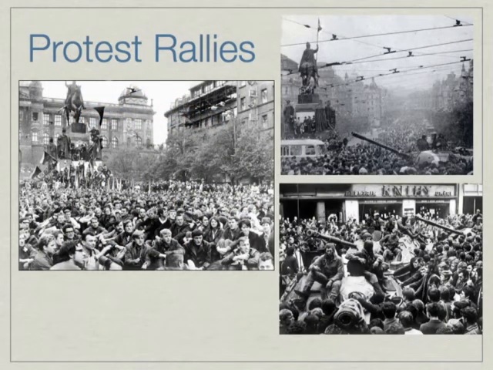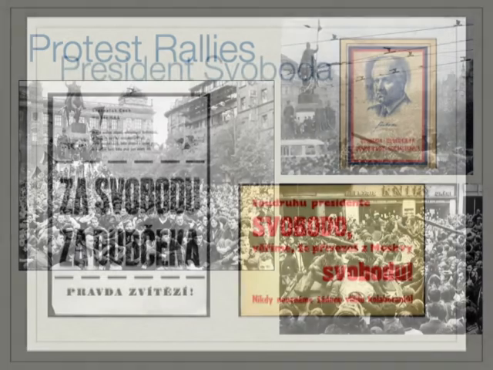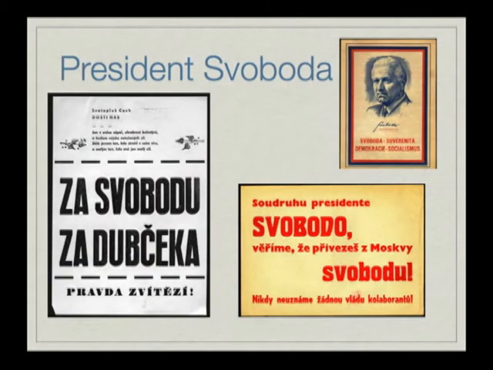Again, protest rallies drew out hundreds of thousands of people. And this was all done without the United States or anybody being particularly aware beyond what they were seeing in the newsreels. President Svoboda, even though he was a hardliner, refused to knuckle to the Soviets, and so he became sort of a hero for a while. The one on the right says stand up to Moscow, President Svoboda, and the one on the left basically says, again, resist and don't give in.